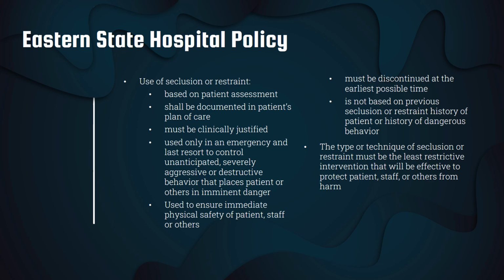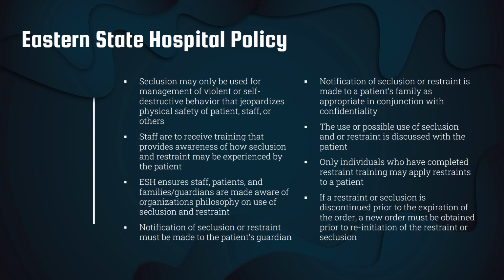The use of seclusion and restraint must be justified in that moment based on the current assessment of the individual, and the type of technique of seclusion or restraint used must be the least restrictive that will be effective. The ESH seclusion and restraint policy also states that all staff will receive training that provides awareness of how the use of seclusion and restraint may be experienced by the patient. If the patient has a guardian, they must be notified if a patient is placed in seclusion or restraint. If the patient does not have a guardian, but they wish for their family to know, ESH employees may notify families as long as patient confidentiality is followed.